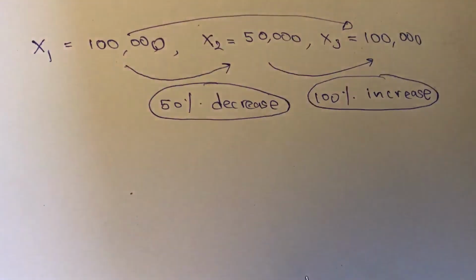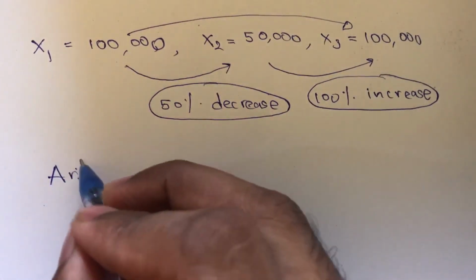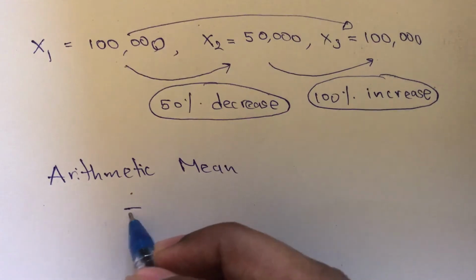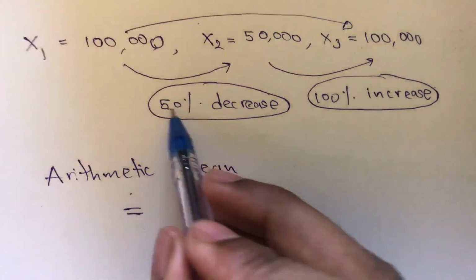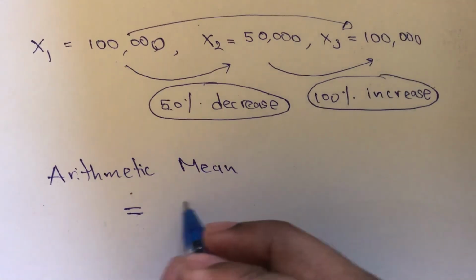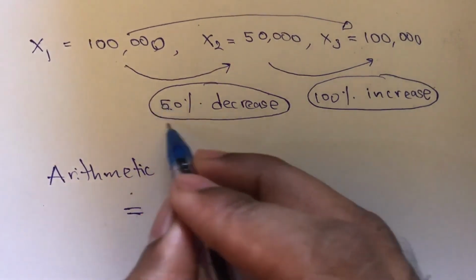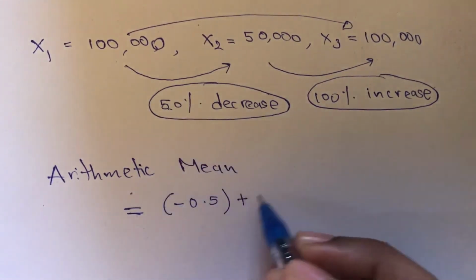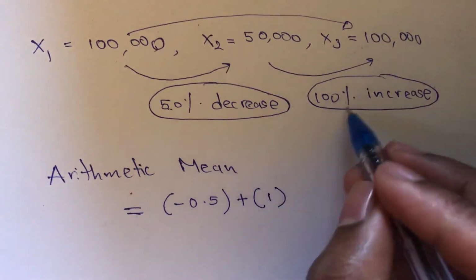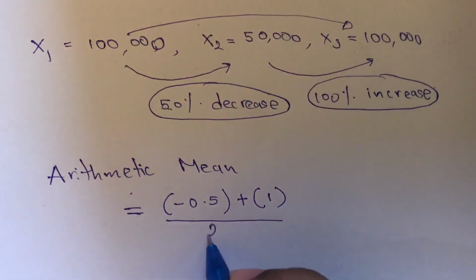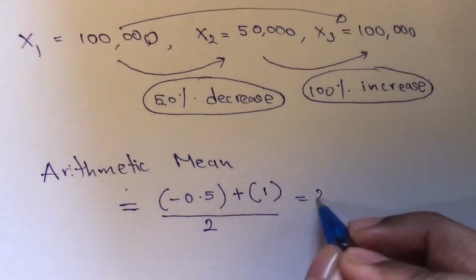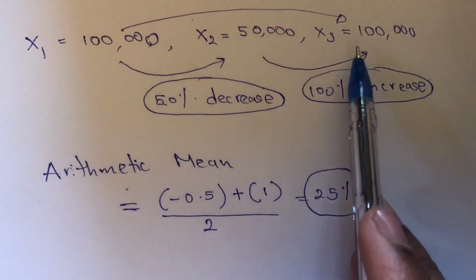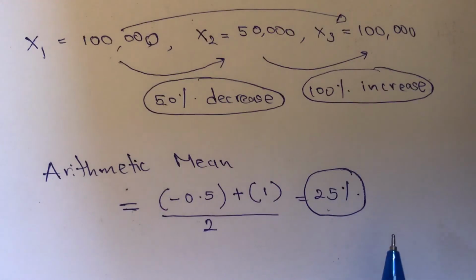But if you were to calculate the arithmetic mean, what would you do? You would take the average of these percentages, which is negative 0.5. Why is it negative? Because it's decreasing. Why is it 0.5? Because you're taking 50%. Plus 1. Why is it 1? Because there's a 100% increase, and you take the average, divide it by 2, and you get 25%. This number tells you from start to end, there's a 25% increase, which is actually not true.